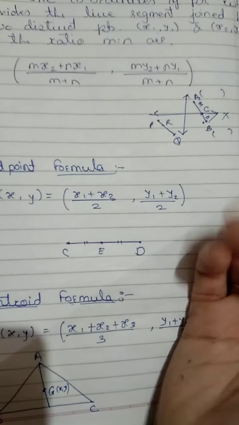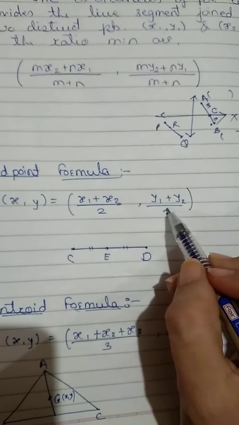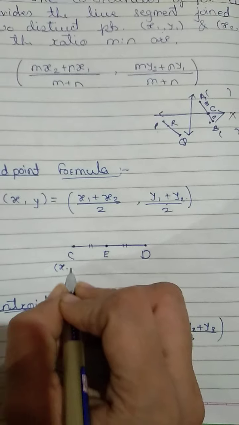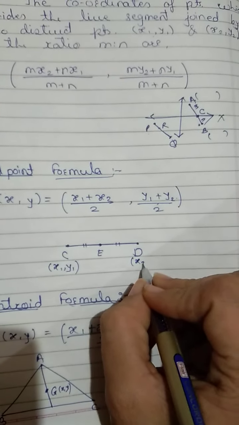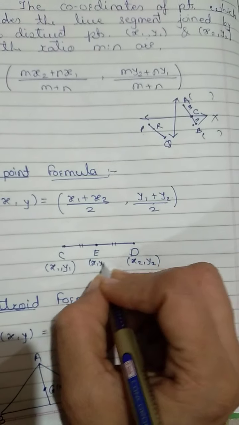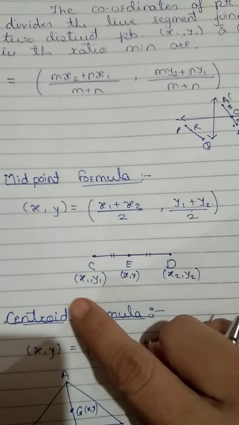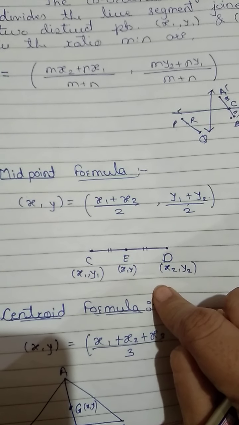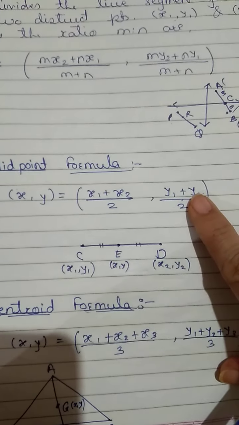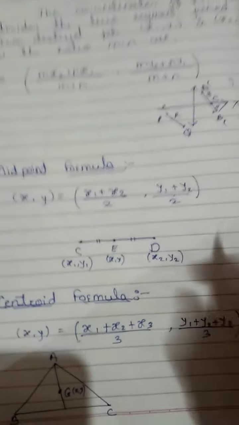So what will be the formula? Since this is the midpoint, the simplest formula is, for x it is (x1 + x2) by 2, and for y it is (y1 + y2) by 2, where x1, y1 are the coordinates of C, x2, y2 are the coordinates of D, and x, y are the coordinates of point E. So simply use this formula. If it is a midpoint, very easy: add the x coordinates of C and D and divide by 2, you will get the x coordinate of your midpoint. And for y, add the y coordinates of C and D and divide by 2. It is the simplest.